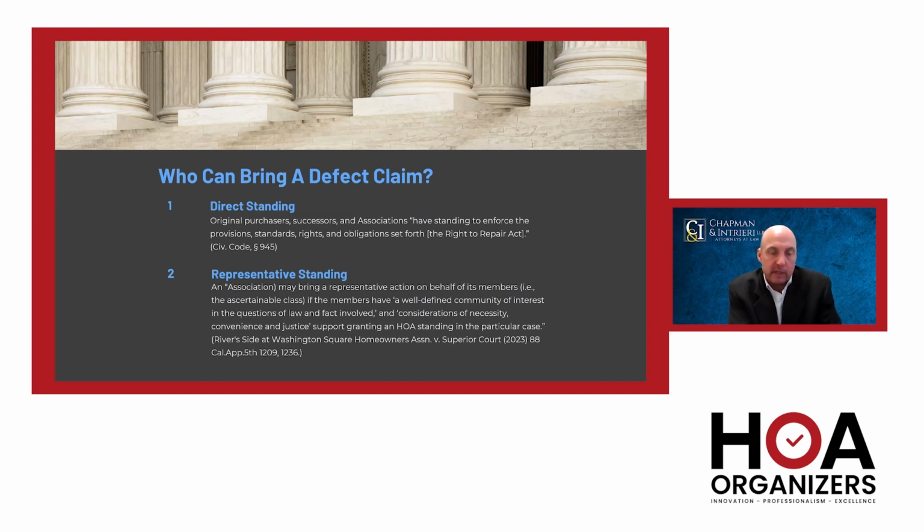So representative claims are not available for SB 800 claims, but for non-SB 800 claims, representative standing still is available. If representative standing is available, the HOA can bring the claim for individual homeowners and members, even if they do not relate to common areas.